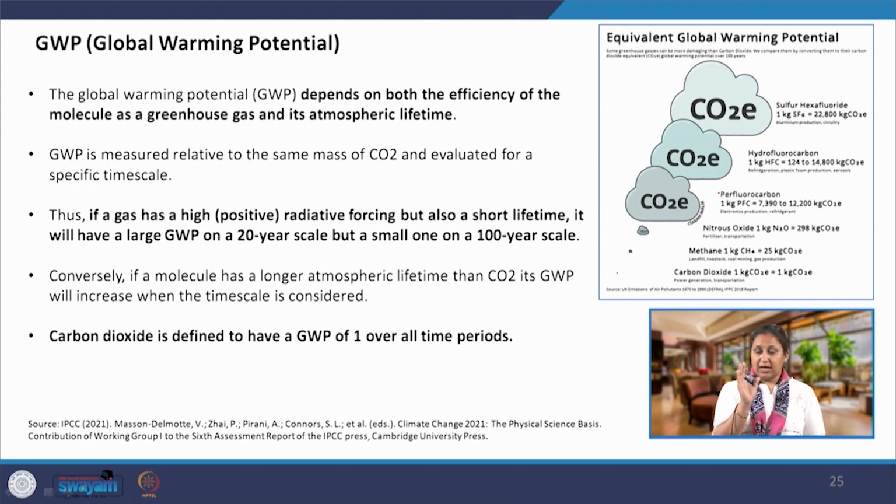So, as I said, the global warming potential is measured relative to one molecule of carbon dioxide. All other gases have been measured with carbon dioxide as the benchmark, as one unit. And as I said earlier, carbon dioxide has the least global warming potential, and all other gases that we have seen and will see have a much higher global warming potential.